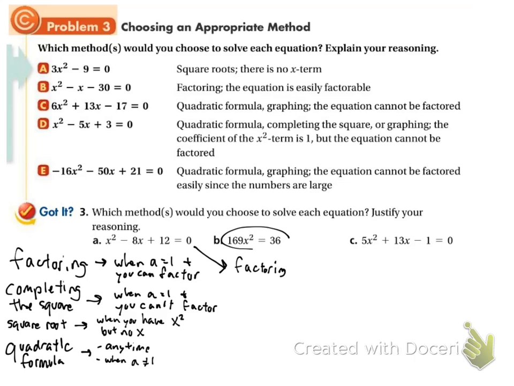So for B, I've got an x squared term. I don't have an x term. So for B, I should use square root. And for C, the first thing that you should notice is that there's a 5 out front. So then we'll use the quadratic formula.